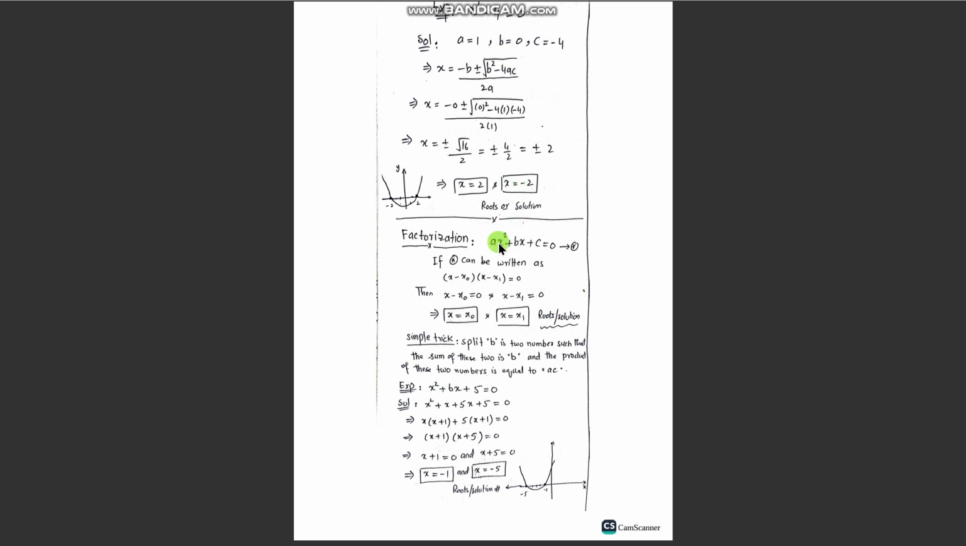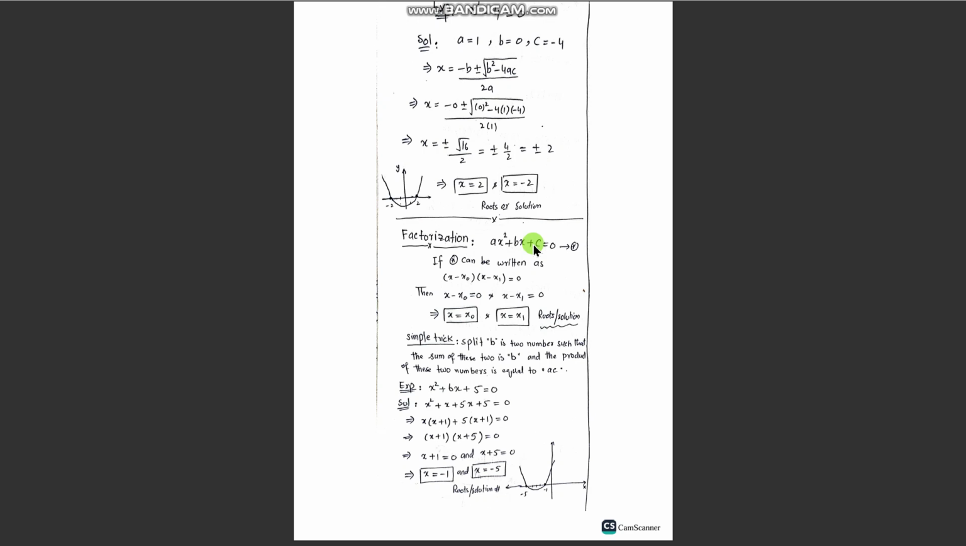Let's suppose this is a quadratic equation in general form, ax square plus bx plus c is equal to 0. If we can write this equation in the form x minus x naught into x minus x1 is equal to 0, then this is called the factorization of this equation, and this x naught and x1 will be the roots or solutions of this quadratic equation.